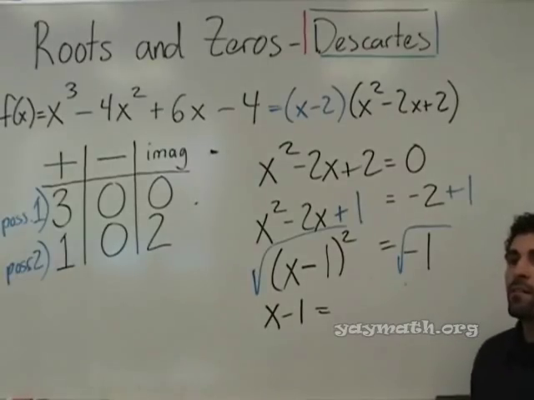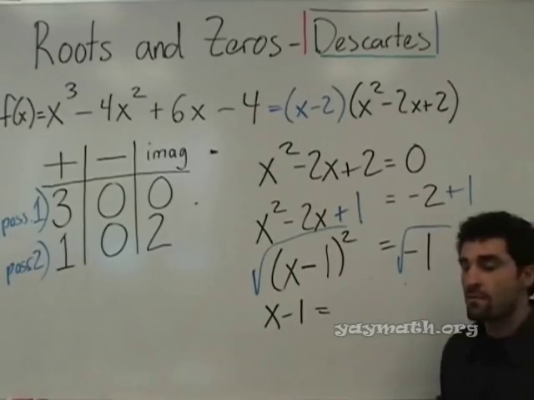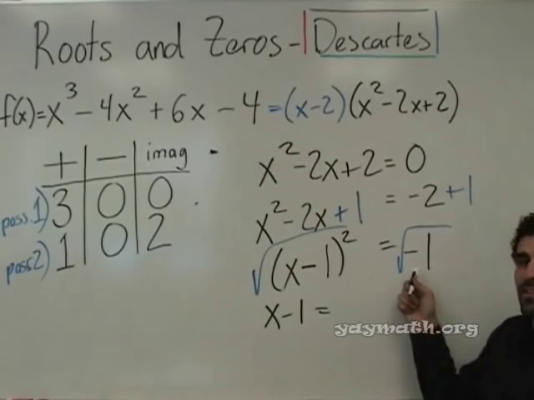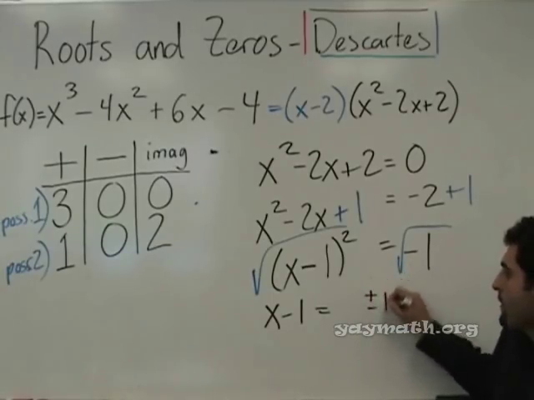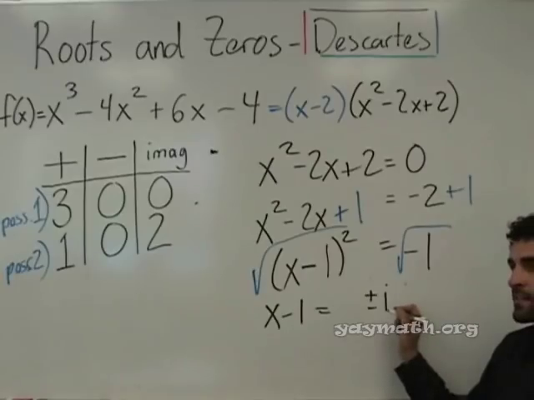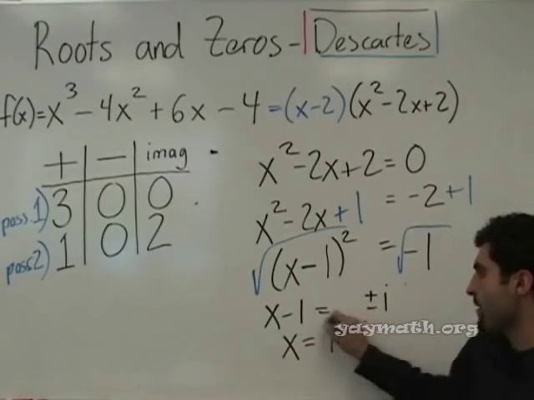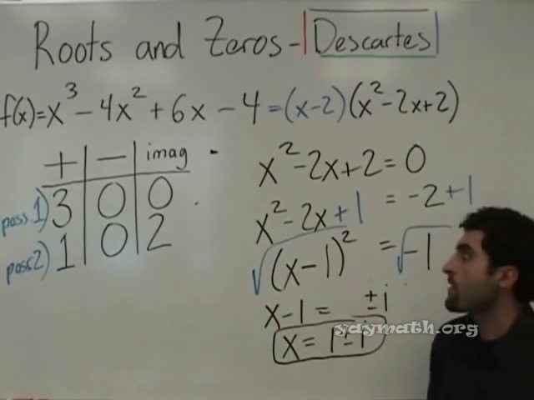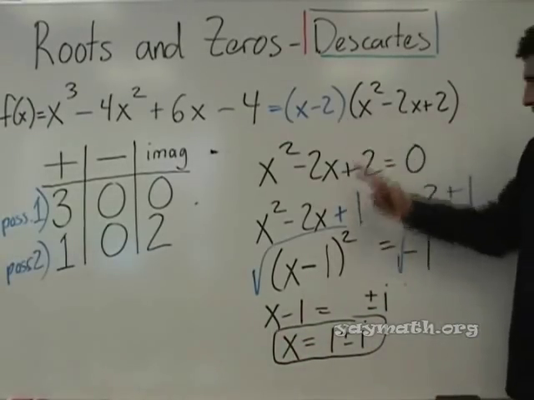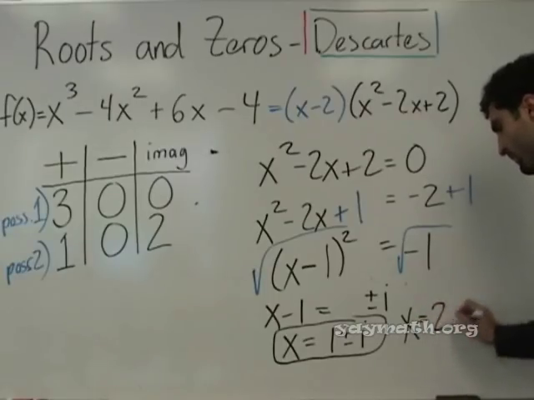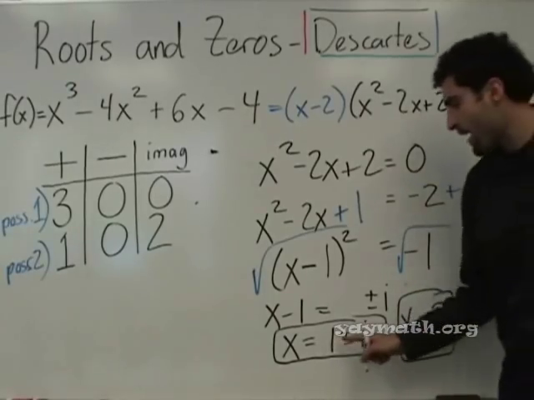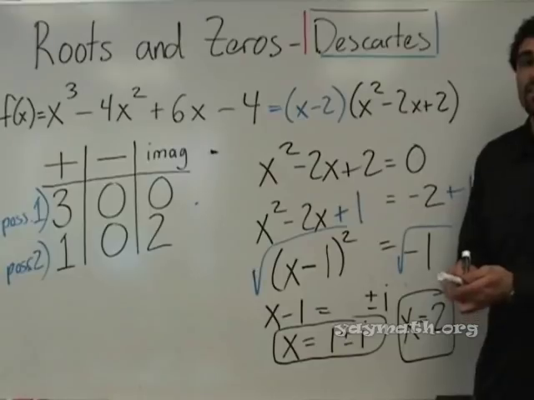I. The square root of 1 is 1, so we just write I. Plus or minus I. You know that the square root of negative 1 is I. So that's plus or minus I. Add 1 to both sides. We have x equals 1 plus or minus I. So there are your 2 additional solutions. Solution 1, x equals 2. Solutions 2 and 3, x equals 1 plus or minus I.